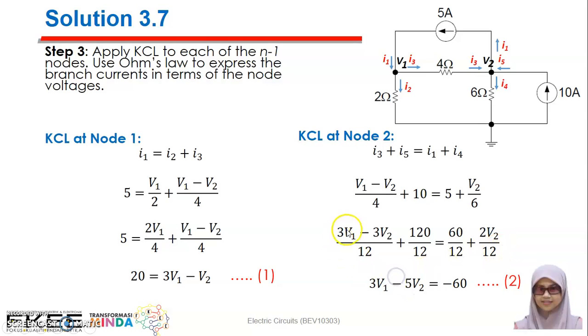So finally, what I have is 3V1 minus 3 minus 2, which will be equal to negative 5V2 equal to 60 minus 120, which will be equal to negative 60. Okay, so this is considered as equation number 2.